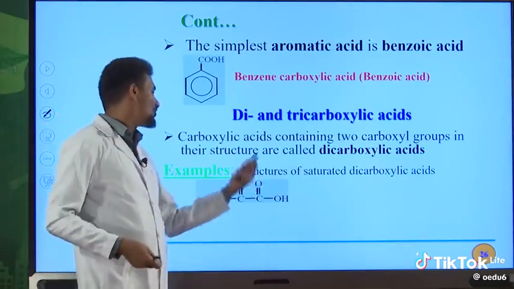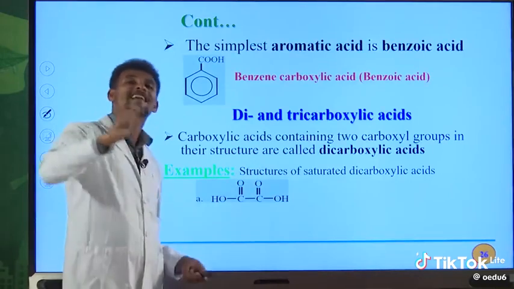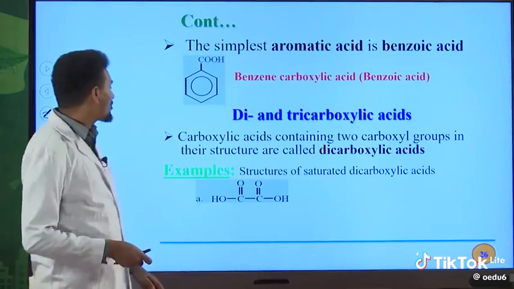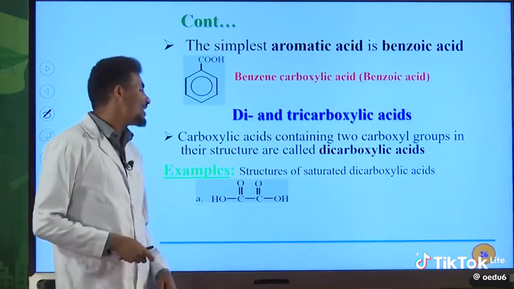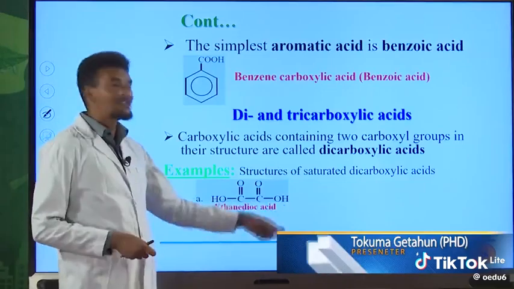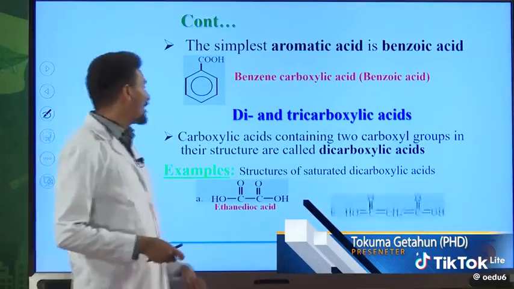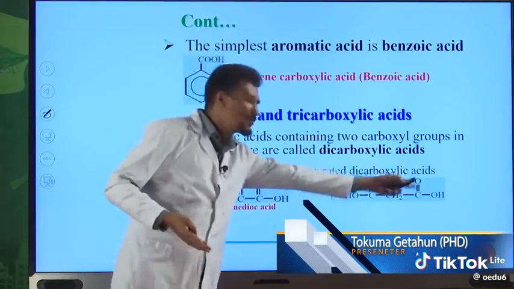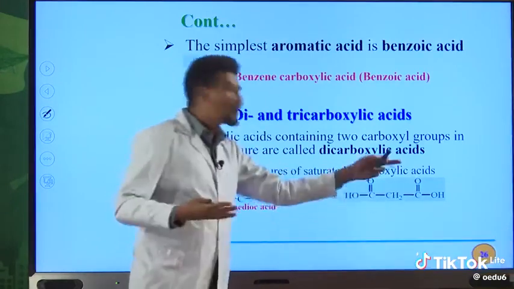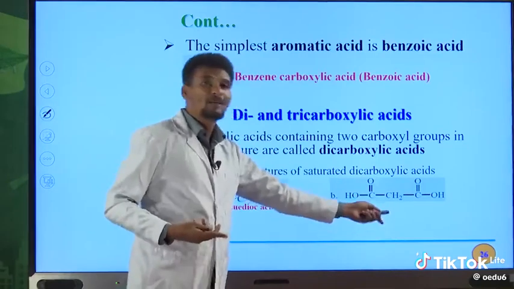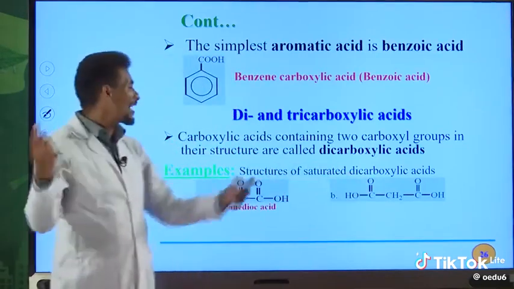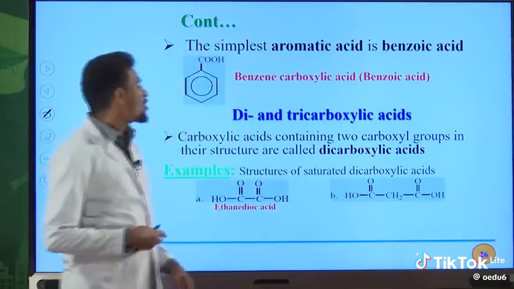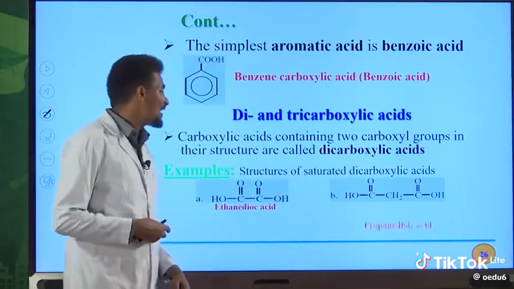But the common name for this dicarboxylic acid is oxalic acid. Oxalic acid is the common name for this dicarboxylic acid. Its IUPAC name is ethane dioic acid. Okay, another example. Look at this organic compound. You have how many carboxyl groups? 2 carboxyl groups. And the total number of carbon atoms in this molecule is 3. And the alkane that contains 3 carbon atoms is propane. So propane dioic acid is the IUPAC name for this dicarboxylic acid.